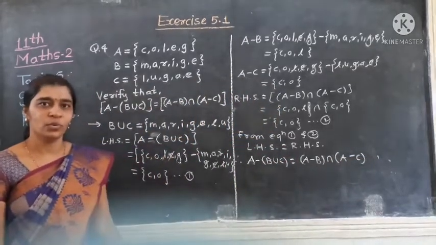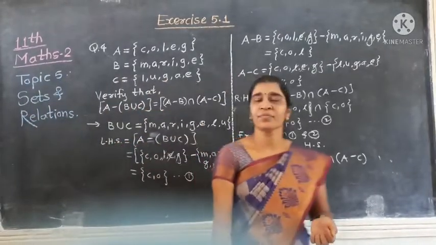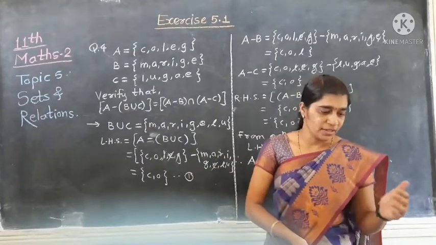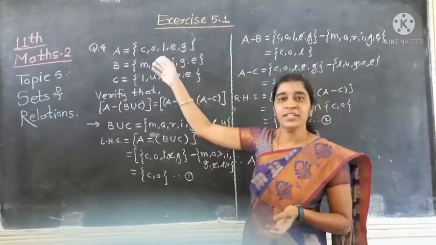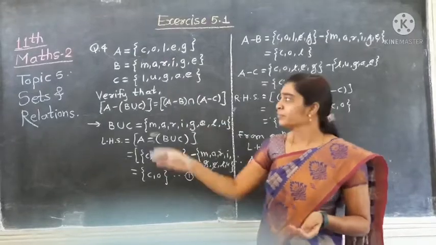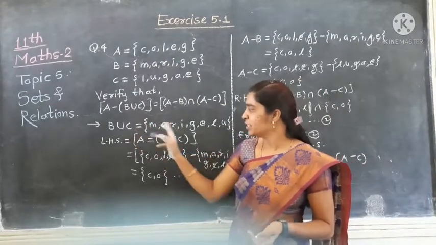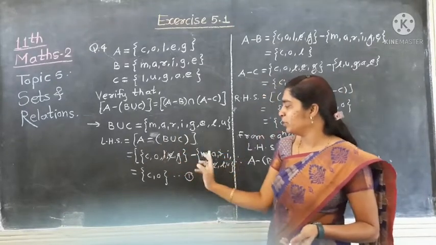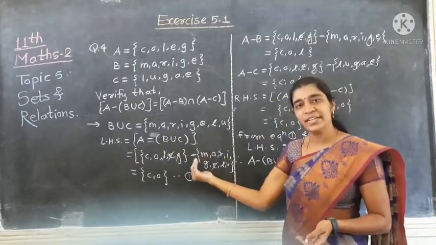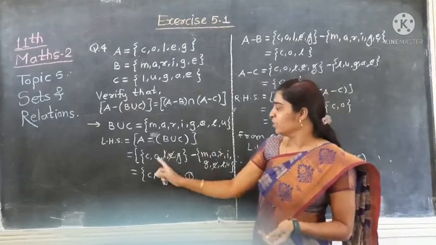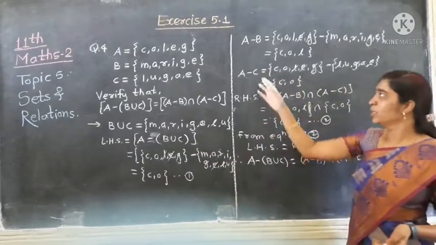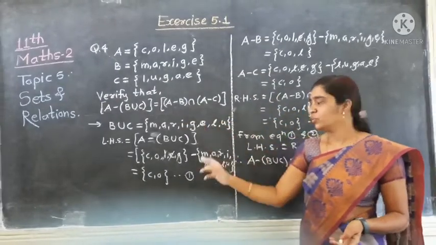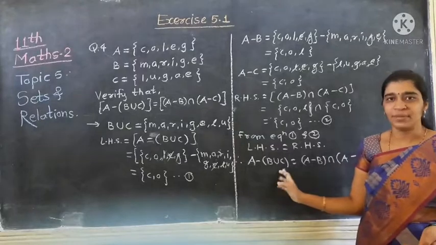hence the proof. Okay. First you write the given sets A, B, C which are given in the example. You write them in the listing form. Then first find B union C, then A minus B union C. From B union C, you subtract all the elements. Okay. So what remains is only C, O. Then you find A minus B, A minus C, and then the intersection of these two. You get LHS and RHS the same.